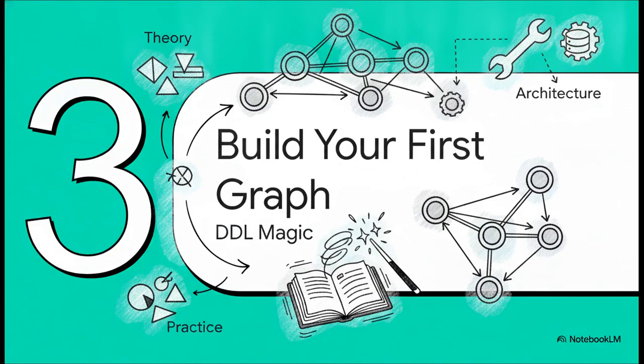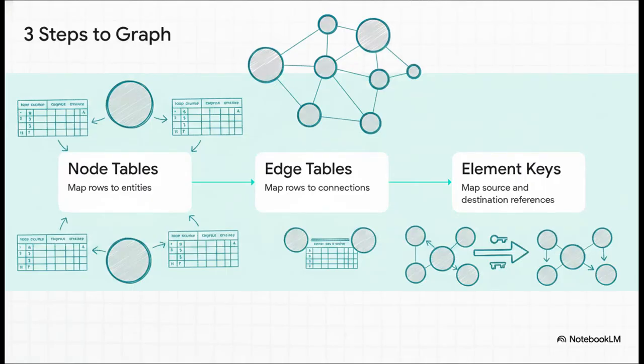Okay, Section 3, building your first graph. Let's look at some DDL magic. To actually build a property graph in BigQuery from your existing tables, and again, I cannot stress this enough, this happens entirely without moving or duplicating any of your data, you use a really simple three-step data definition language process. First, you define your node tables to map rows to entities. Second, you define your edge tables to map rows to those connections. And third, you define element keys. This last step is super important because it explicitly maps the source and destination references so the graph engine knows exactly how all your puzzle pieces connect.